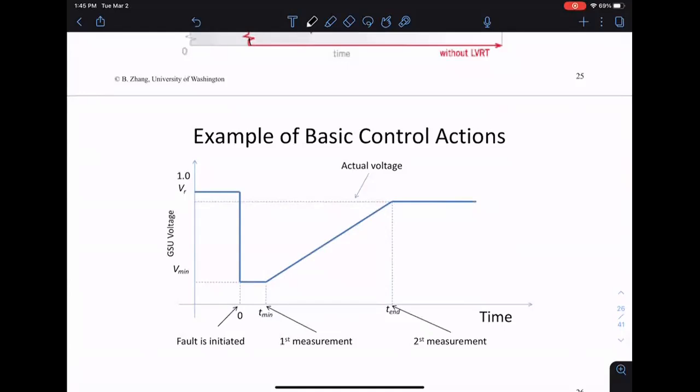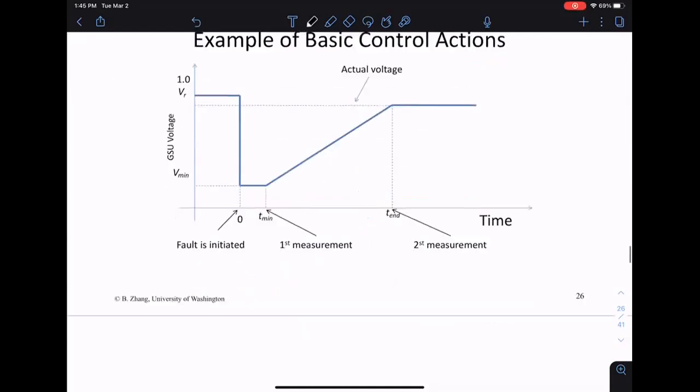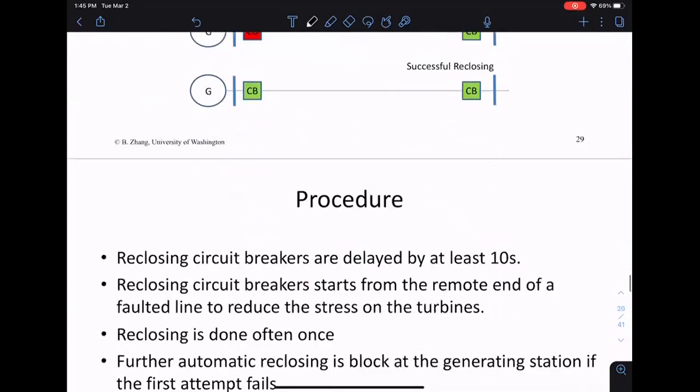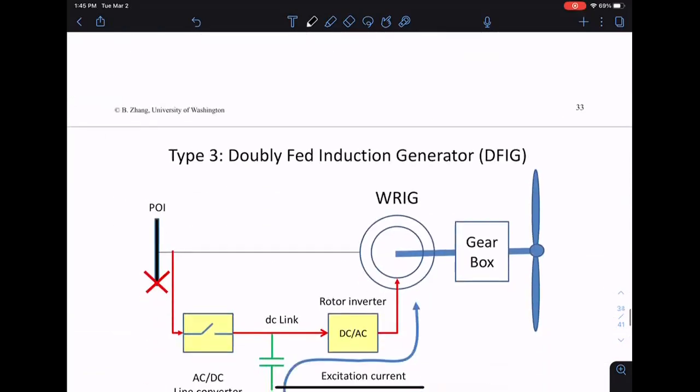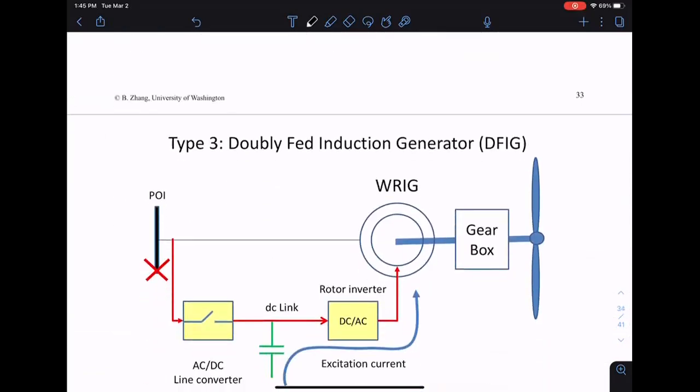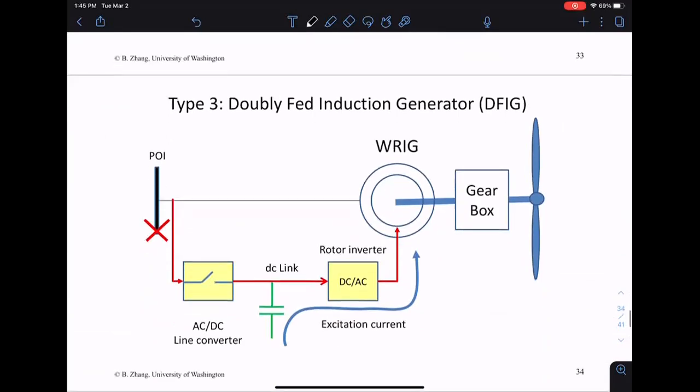Next, we'll finish this by looking at the actual mechanisms to do this. This is the same thing as before. For example, if you look at a type 3 doubly-fed induction generator, if you have a fault here, that means this thing looks pretty much like a ground to you.